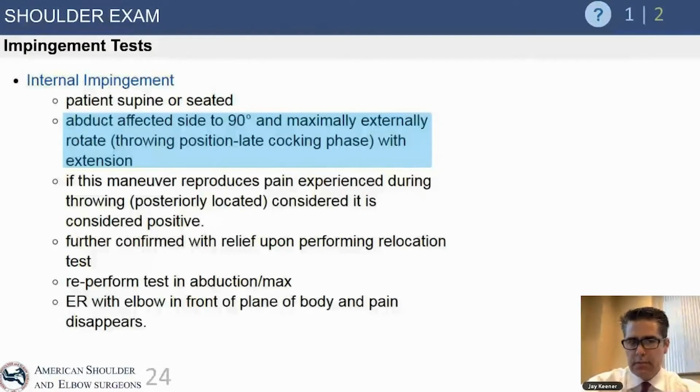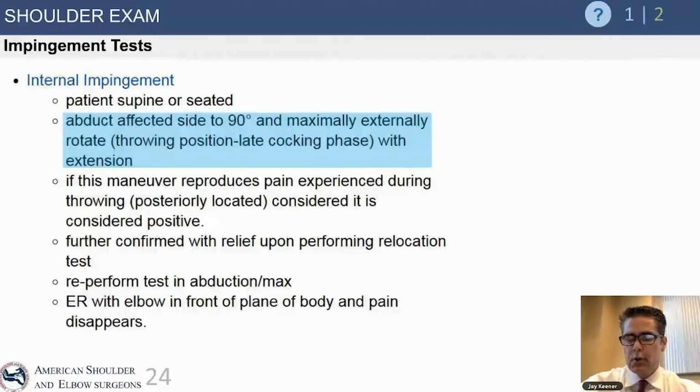Internal impingement is a completely different phenomenon. This is pain that's brought on with the arm in the cocked position, so basically abduction of 90 degrees and external rotation 90 degrees. And this comes from mechanical impingement of the greater tuberosity and the undersurface of the cuff against the posterior superior glenoid. So this is not a subacromial impingement process. This is an internal impingement process.